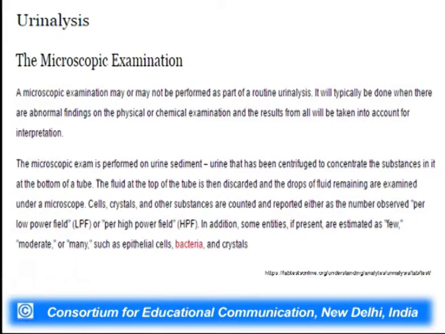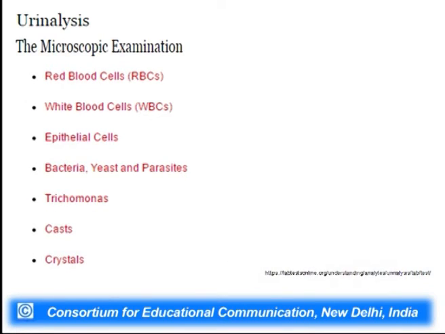From that pellet or the urine sediment, slides are prepared. Once the slides are prepared, they are observed under the microscope, and the number is reported per low power field or LPF, or per high power field or HPF. In the microscopic examination, the doctor generally looks for the presence of red blood cells, white blood cells, epithelial cells, or microorganisms such as bacteria, yeast, or parasites like trichomonas, and whether any crystals are forming.